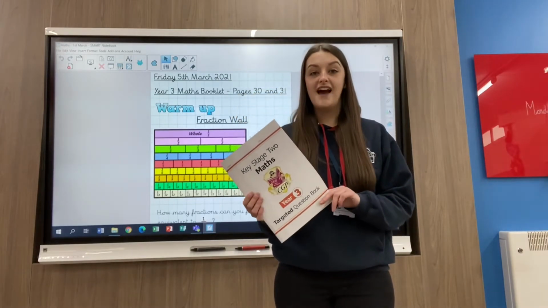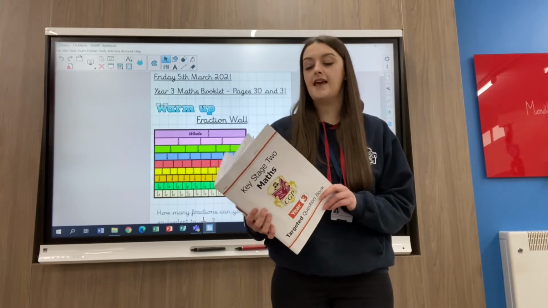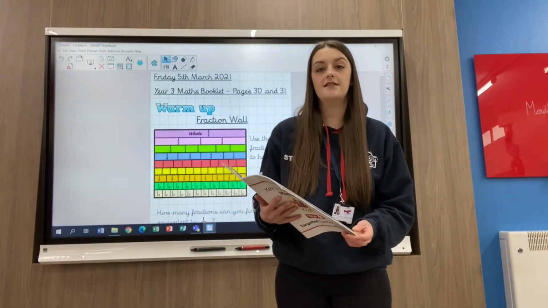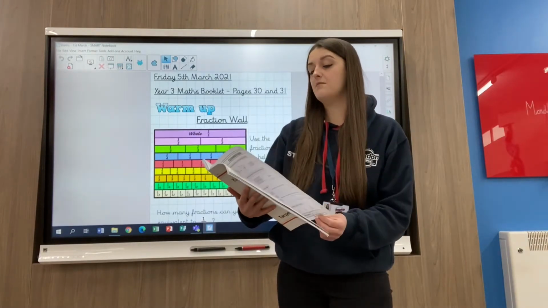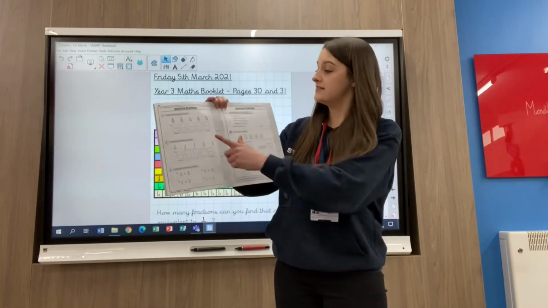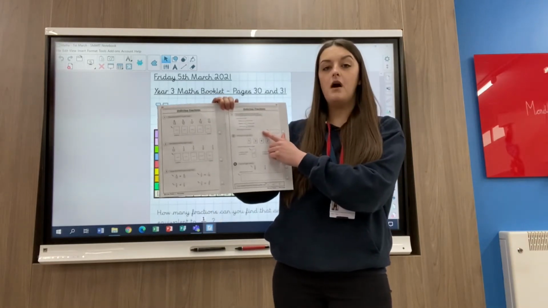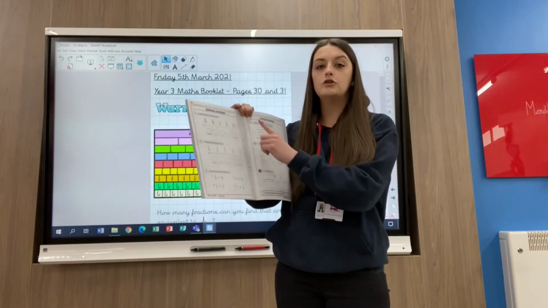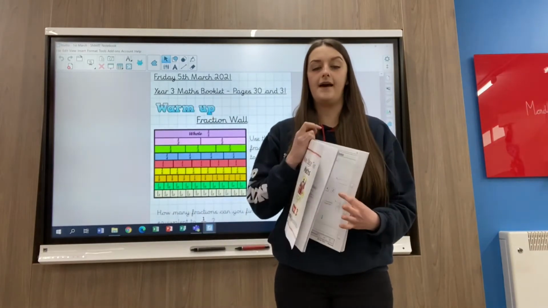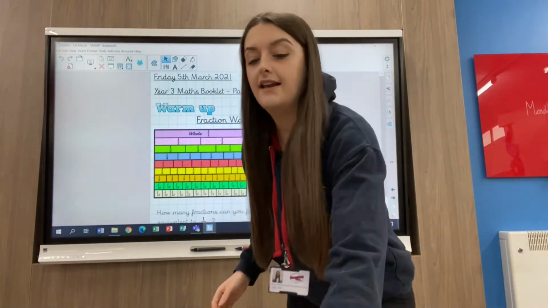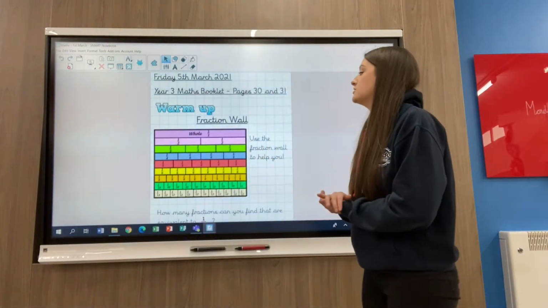Now we had some fantastic pieces of work sent in yesterday based on our equivalent fractions. So today we're going to be moving on to completing pages 30 and 31, and we're going to be looking at ordering fractions and comparing them. But before we get onto that, let's start off with our warm-up challenge for today.